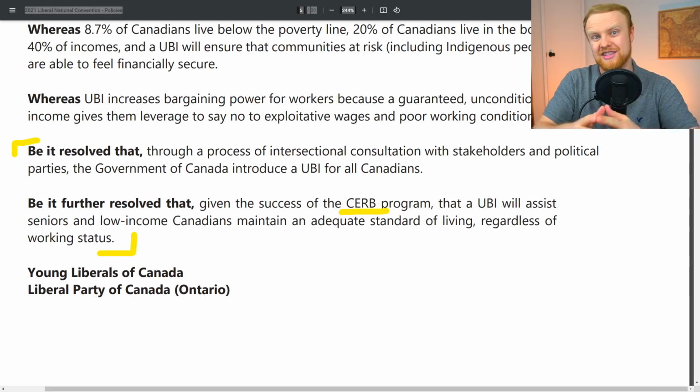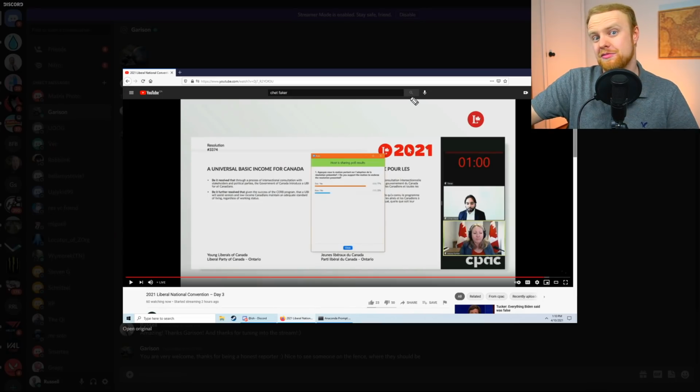So already you can see this is a little bit more aggressive in the language, not the same as the previous one, which was asking for more studies to be done. This one's saying, hey, we want the Government of Canada to actually implement a UBI for all Canadians. And as for the results of this bill, well, it received a little bit less support, but still enough to pass. They had 77% yes and 23% no.